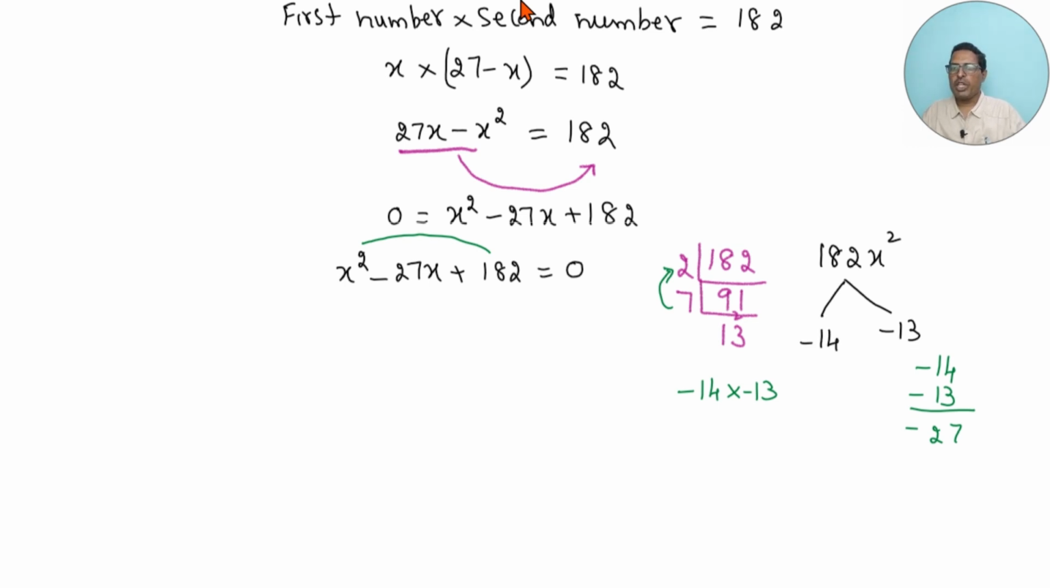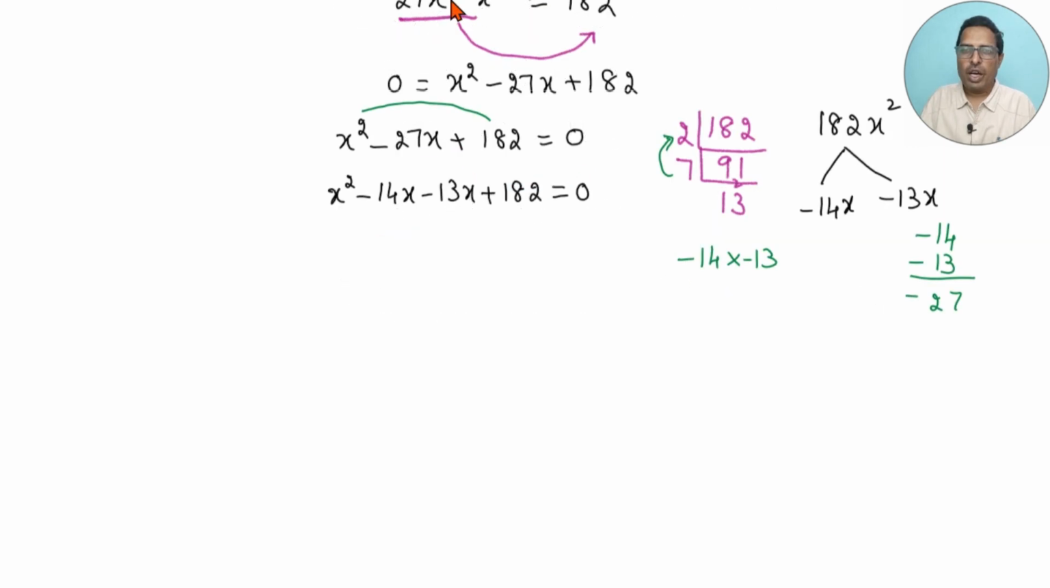So minus of minus will become plus. 14 into 13 will become 182, and this x into x will become x square. So let us take over here, it is x square minus 14x minus 13x, and this plus 182 is equal to 0. Now we try to group the first two terms and the last two terms.